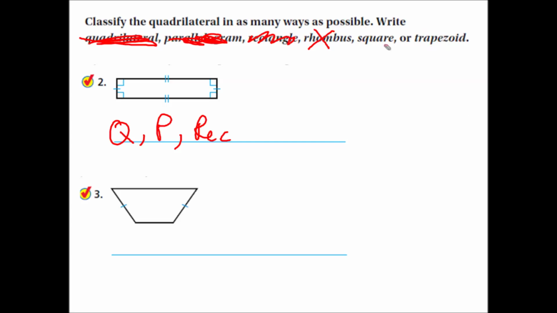So let me look at the next one. Now, here's another, this is a four-sided shape, so it is a quadrilateral. Is it a parallelogram? Well, a parallelogram has two sets of parallel sides, and this only has one, the top and bottom. These two sides, if I were to extend them, they would cross. It's not a parallelogram. Now, is this a rectangle? Well, a rectangle has four right angles. This has no right angles.